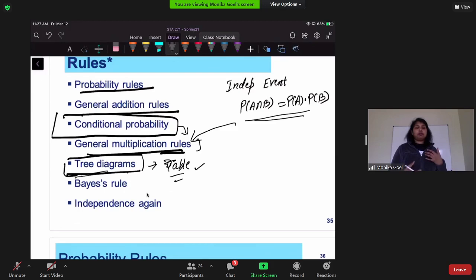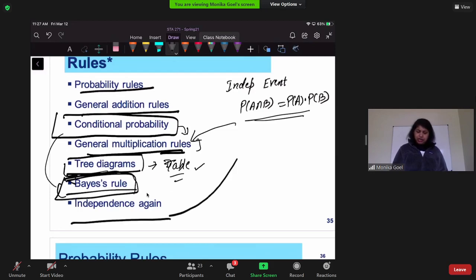You are looking for the marginal to see what is the total when you start the problem making with the tree diagram. And Bayes rule, important application for conditional probability. Bayes rule, I will not start today. I'll start on Monday. And then we will do a couple of examples on that. But except Bayes rule, hopefully we will be able to finish everything today.